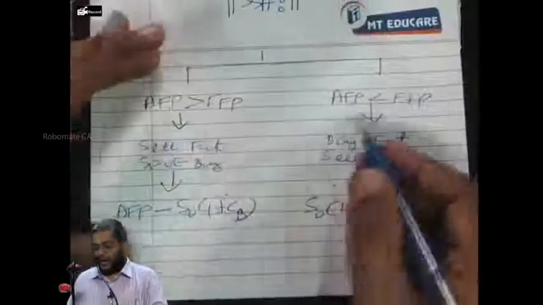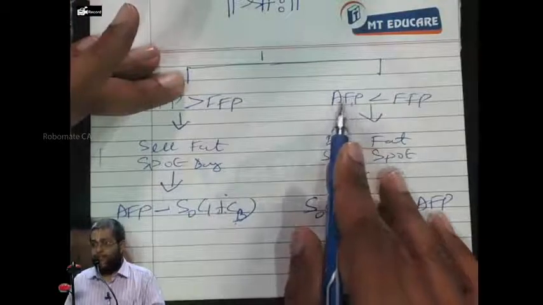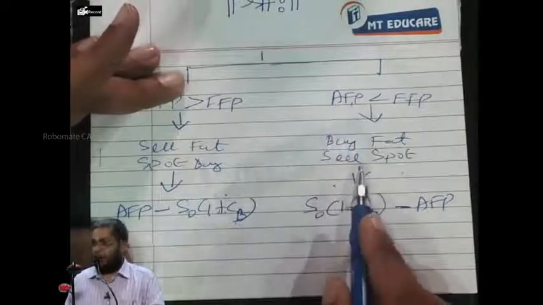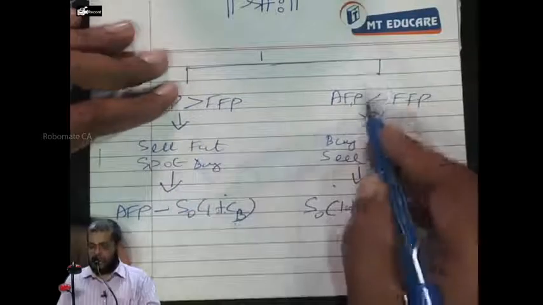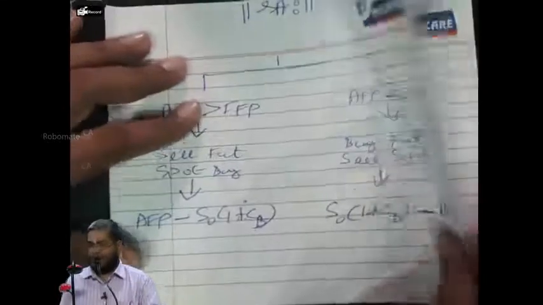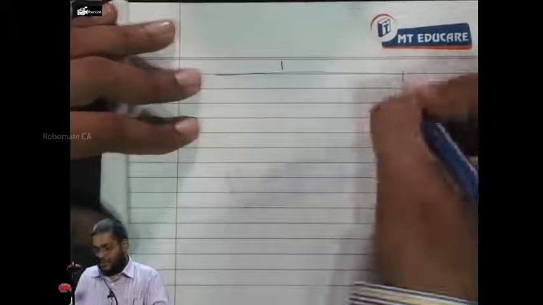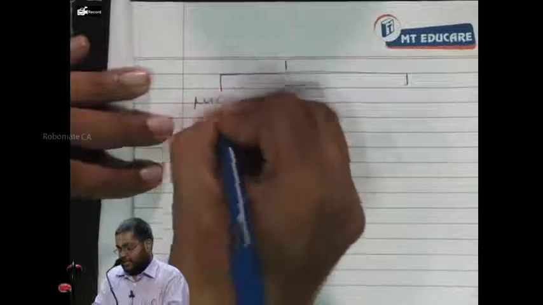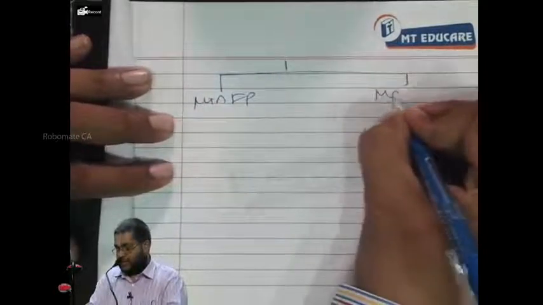Below, if the actual future price is below, then I'll be making what? Arbitrage profit. Above means what? I'll be making the arbitrage profit. This is like minimum, this is like what? Maximum. Now, see. Two things. First is the minimum futures price. Next is what?